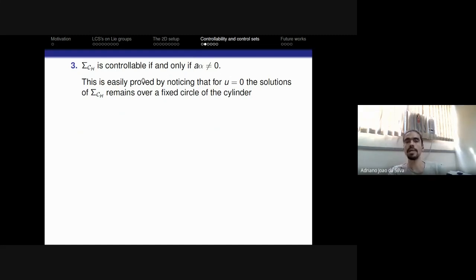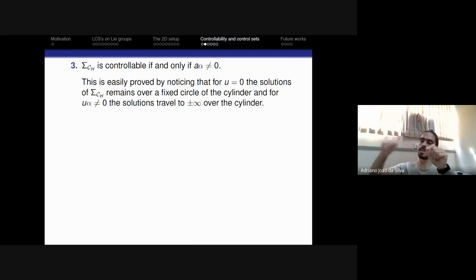And that's quite easy to see, because when you look at solutions for your constant control equal to zero, the solutions remain on some circle that you start on your cylinder. And when you change your U, since U alpha changes sign, you can go on the axis to plus and minus infinity. And of course, you have to take some care on the circle that is the projection of the identity element, but it doesn't really matter, because by the Lie algebra condition this circle is not so important. So basically what you do is something like this.